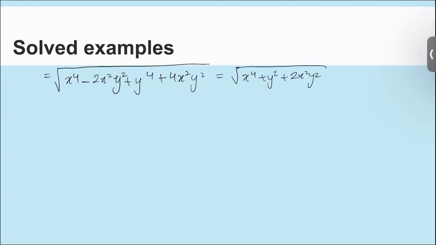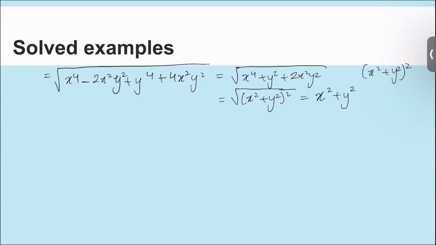Now this is in the form of x squared plus y squared the whole square. You can write this as x squared plus y squared the whole square, and you can take out the root sign, and what you get is x squared plus y squared. Okay, so this is what you get.